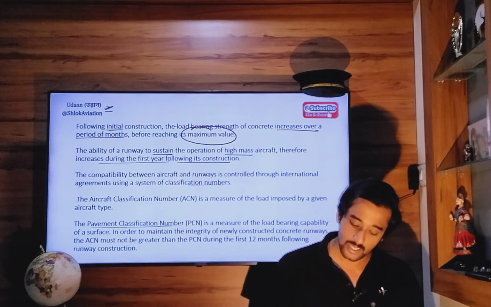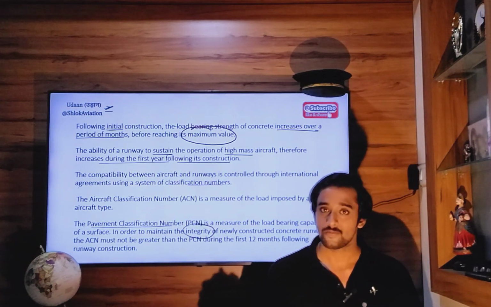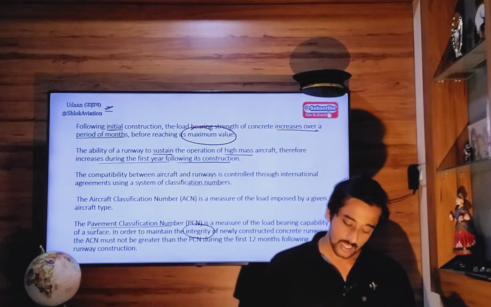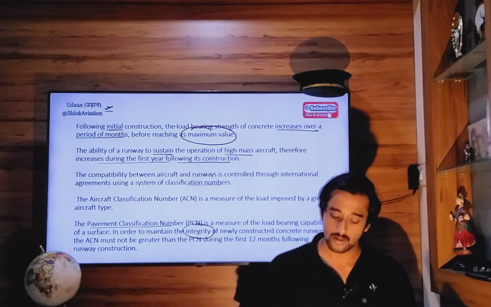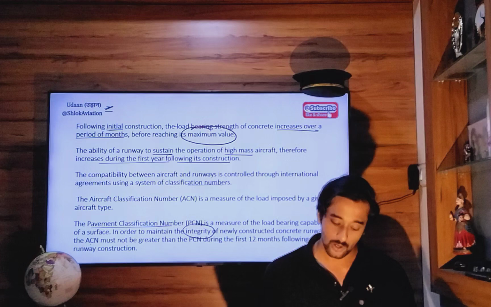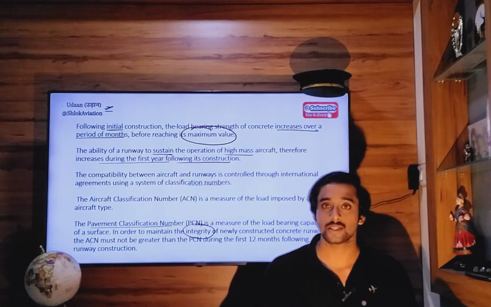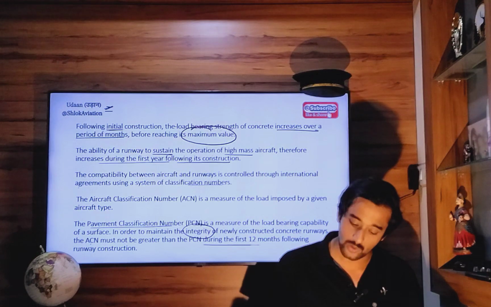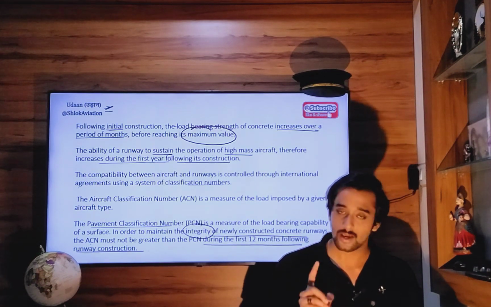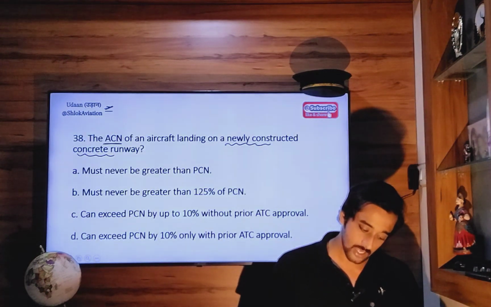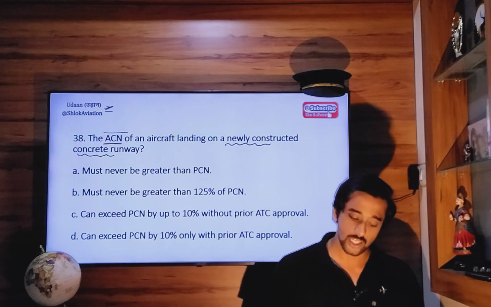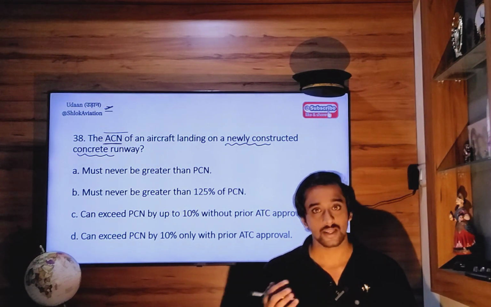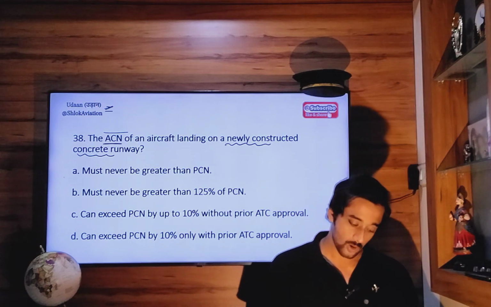Okay, so in order to maintain the integrity, or durability, of a newly constructed concrete runway, the ACN must not be greater than the PCN. Okay, you cannot exceed the load bearing capacity of the runway during the first 12 months following runway construction. So the correct answer here is the aircraft classification number must never be greater than the pavement classification number. Otherwise the runway will get damaged. So option alpha.